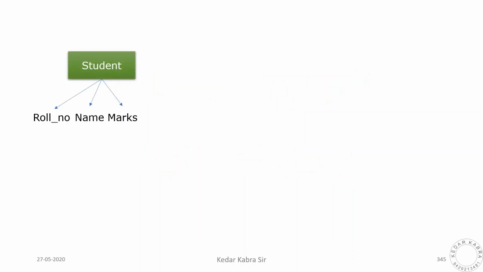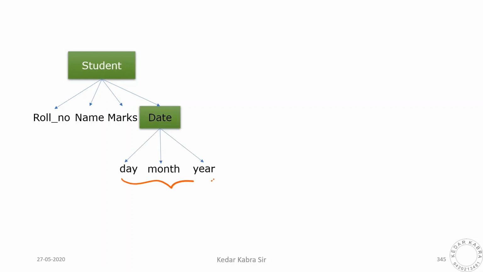Suppose in this example of structure student, we want to include a field date of birth. Date is itself an entity of three fields: day, month and year. We will create a structure date and include it as a member of structure student. There are two ways of doing this.